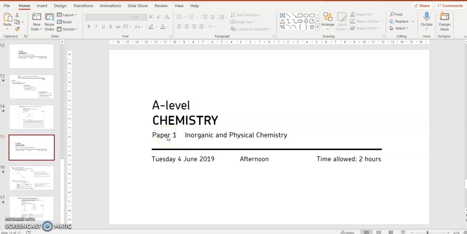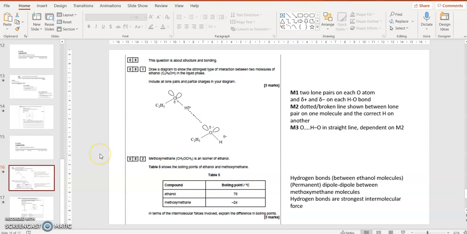Paper 1 2019 then. Question number 8.1. So this is ethanol, so you could draw it out as C2H5OH or CH3CH2OH, either way, but it's important, as I explained on a previous question about alcohols and water.